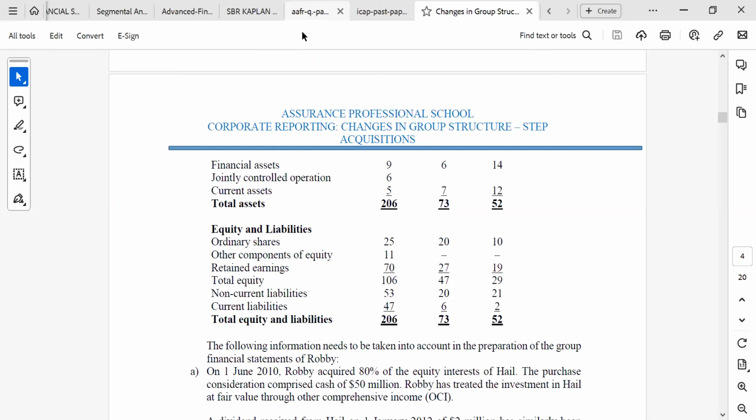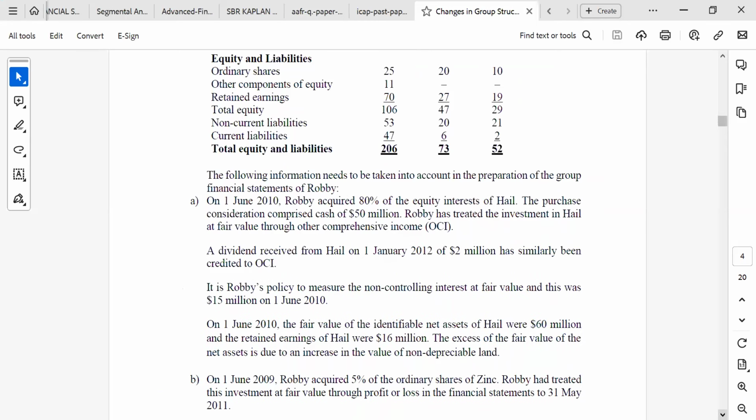So let's come here. What is the value that they are giving to you as a net asset? What is their net assets? At acquisition, what is the value of their net assets? 60. Okay, but from their books, what should have been the value of their net assets?